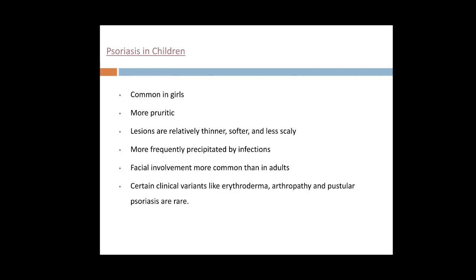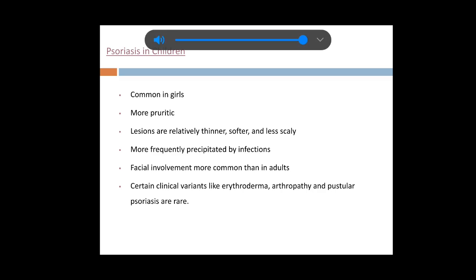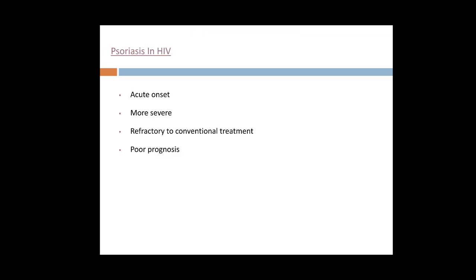Now coming to psoriasis in children, these are more common in girls and are more pruritic. Lesions are relatively thinner, softer and less scaly, and more frequently precipitated by infection. Facial involvement is more common than in adults. Psoriasis in HIV is important as a feature because with HIV and psoriasis, the prognosis is bad, recalcitrant to treatment, and the patient will have very severe involvement. As it is recalcitrant, we can't start using any higher-end immunosuppressants because the patient is already immunosuppressed.